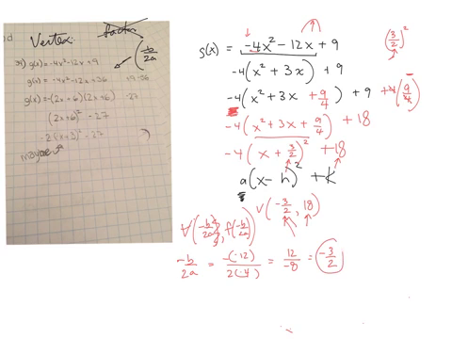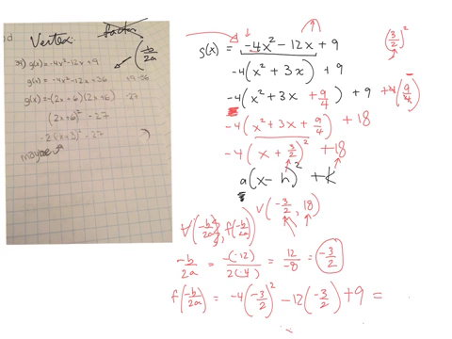And then I would take this number and plug it into this original function. So f of minus b over 2a is going to be negative 4 times x squared, so negative 3 over 2 squared, minus 12 times negative 3 over 2, plus 9. And if you put that all in your calculator, that should come out to the positive 18. Okay, hopefully that helps you with that question.